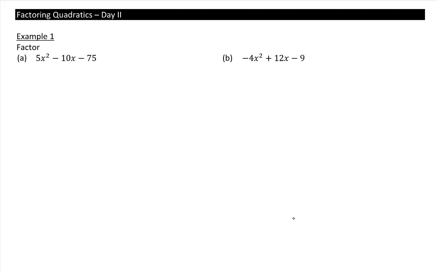So again, we're going to look at factoring quadratics. Remember, the most important step is to common factor first. This will reduce the difficulty in many of your factoring questions. So starting with example 1a, we notice that there's a common factor of 5.